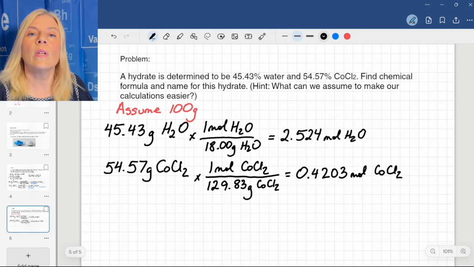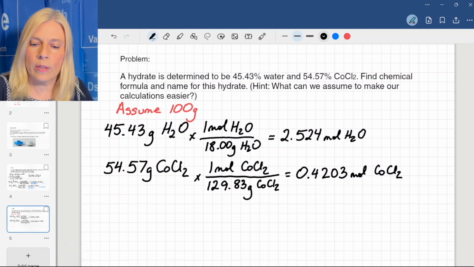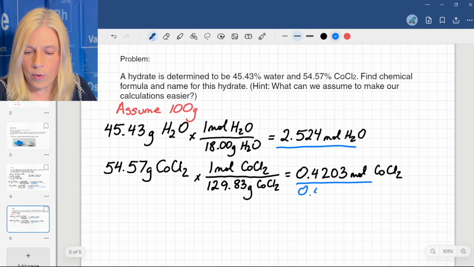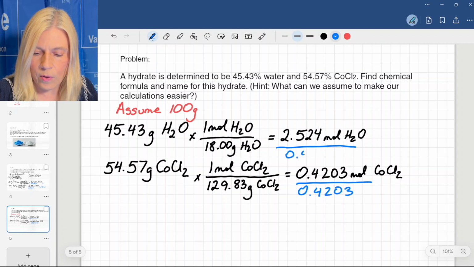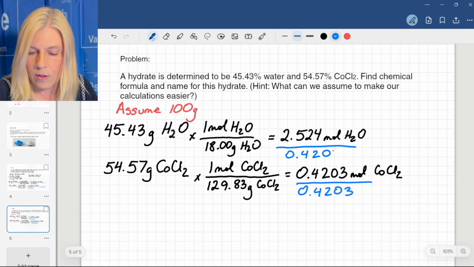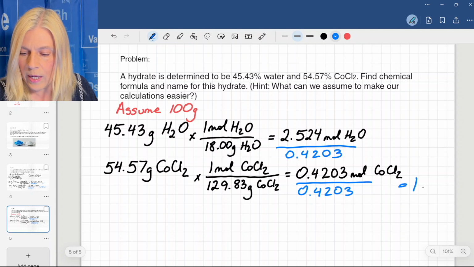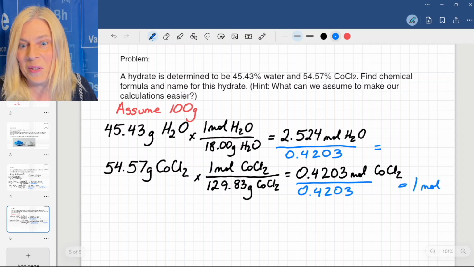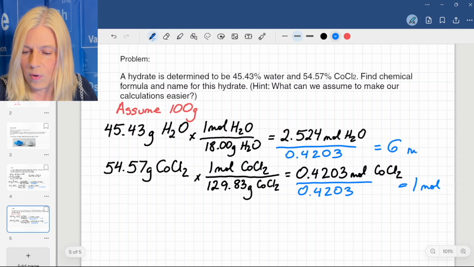All right, so we have a mole to mole ratio, but it's not whole numbers. So we're going to divide by the smallest number. The smallest number is 0.4203. So I'm dividing by 0.4203. This becomes 1 mole. And this, if you plug this in, it will become 6.00. So this is 6 moles.